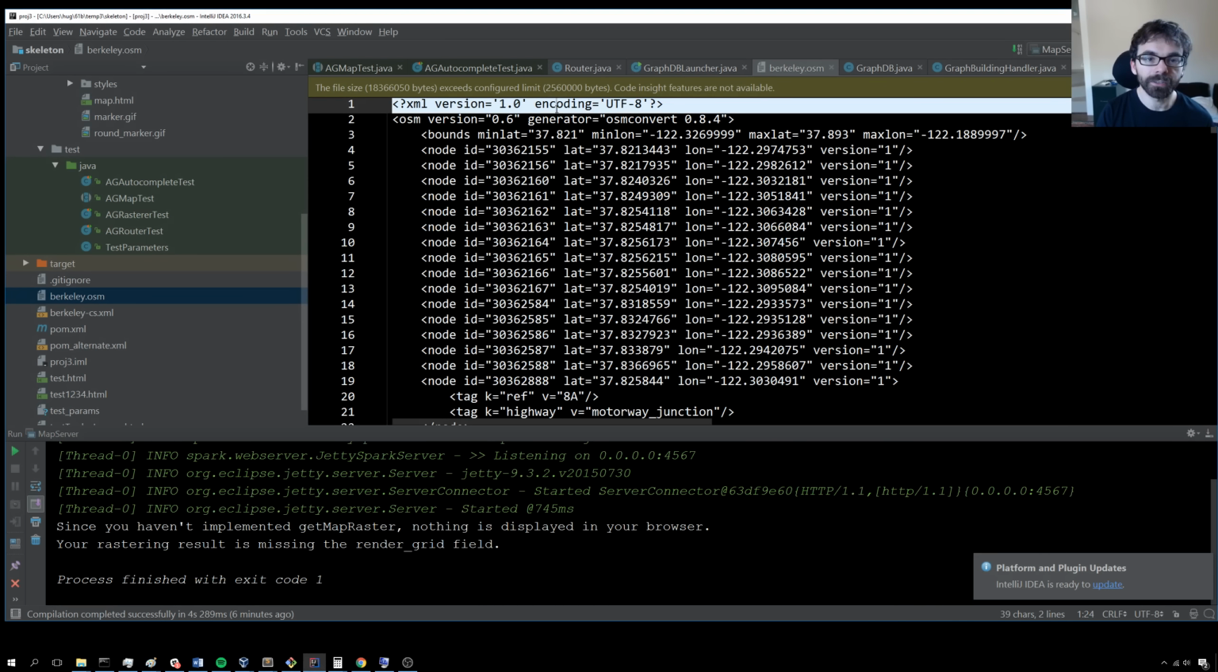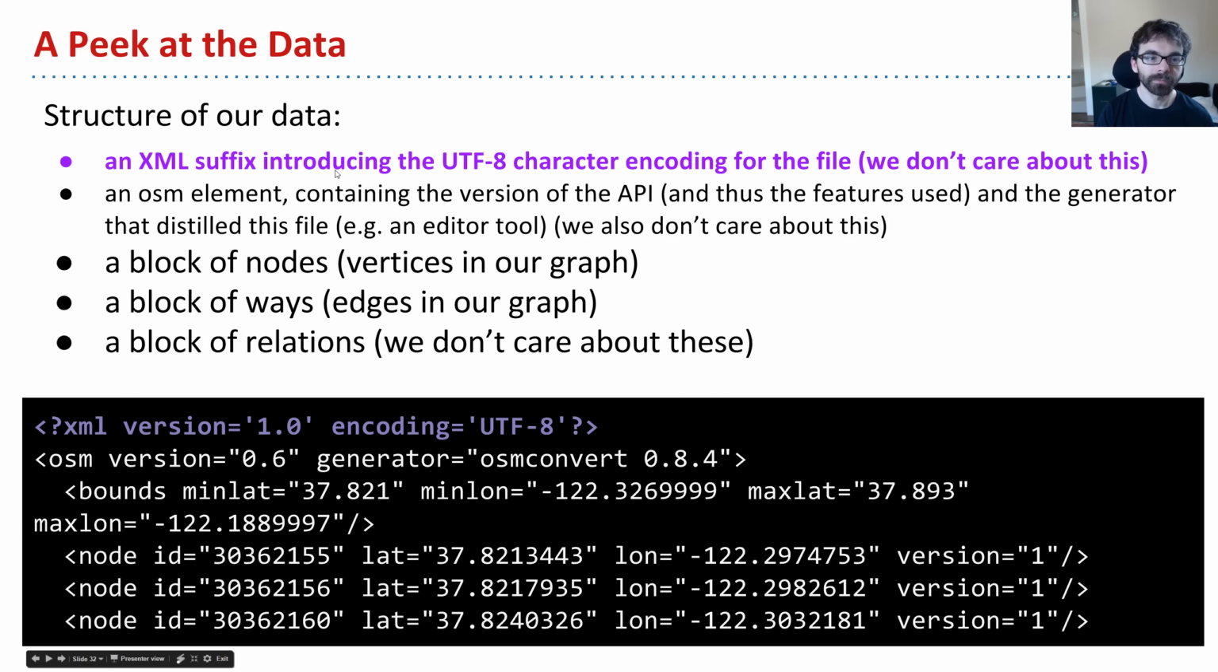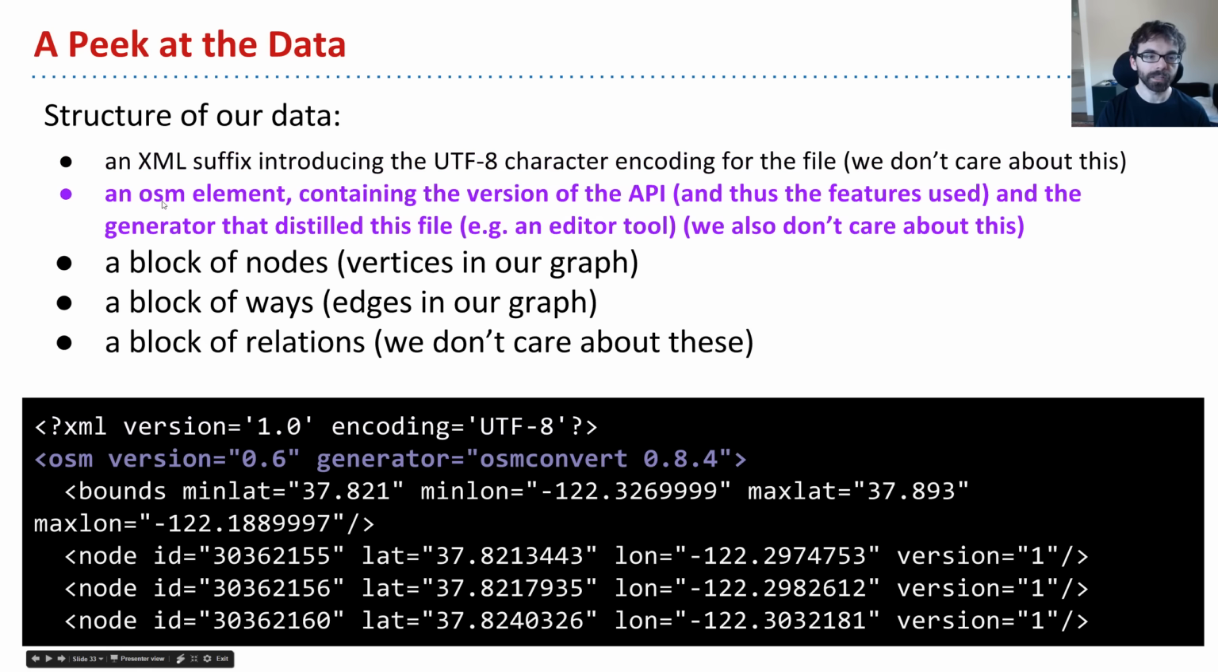So if we look at the first line of this code, we see an XML version, and that is the XML suffix introducing this character encoding. We don't actually care about this. Next up, we have an OSM element containing the version of the API, so we don't care about that either. We're not writing an industrial strength application, so we'll ignore that as well. There's this, which is not actually listed in the OSM spec. I don't know why it's there.